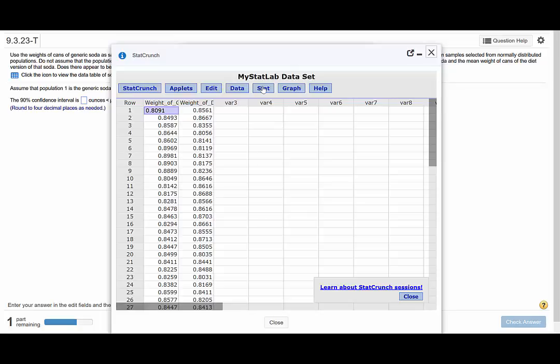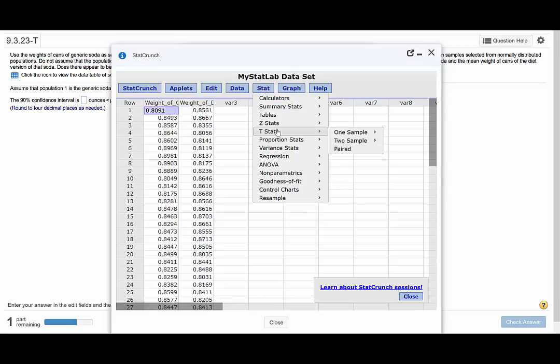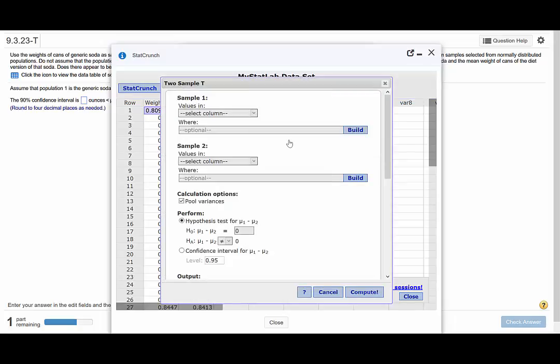So we will click Stat, T Stats, Two Sample, With Data. Sample 1, we were told, should be the generic soda. Sample 2, we were told, should be the diet soda. We were also told not to assume that the population standard deviations are equal. So we will unclick the Pool Variances box.